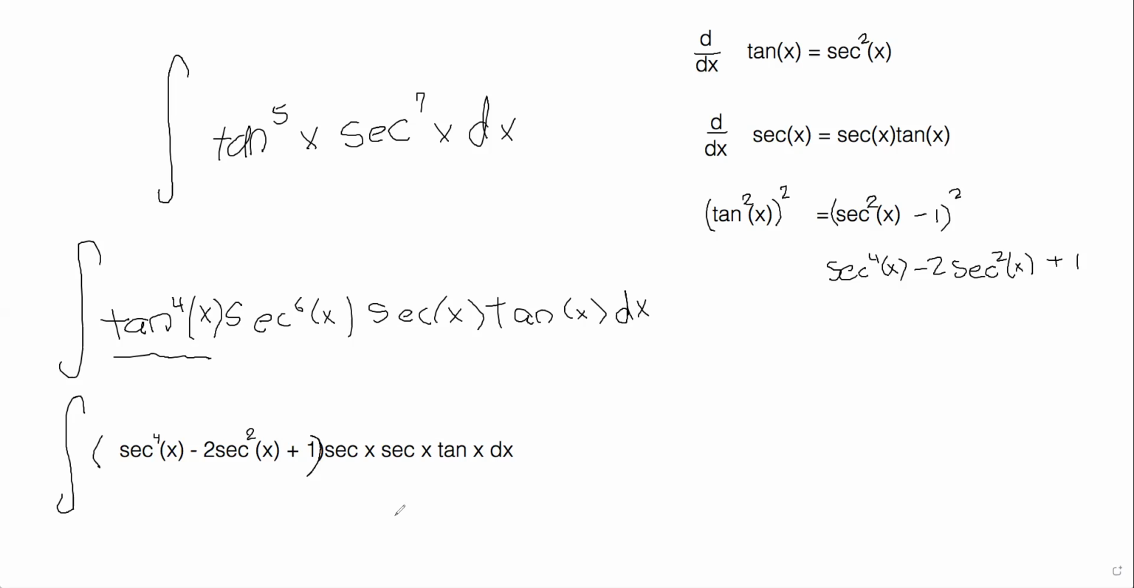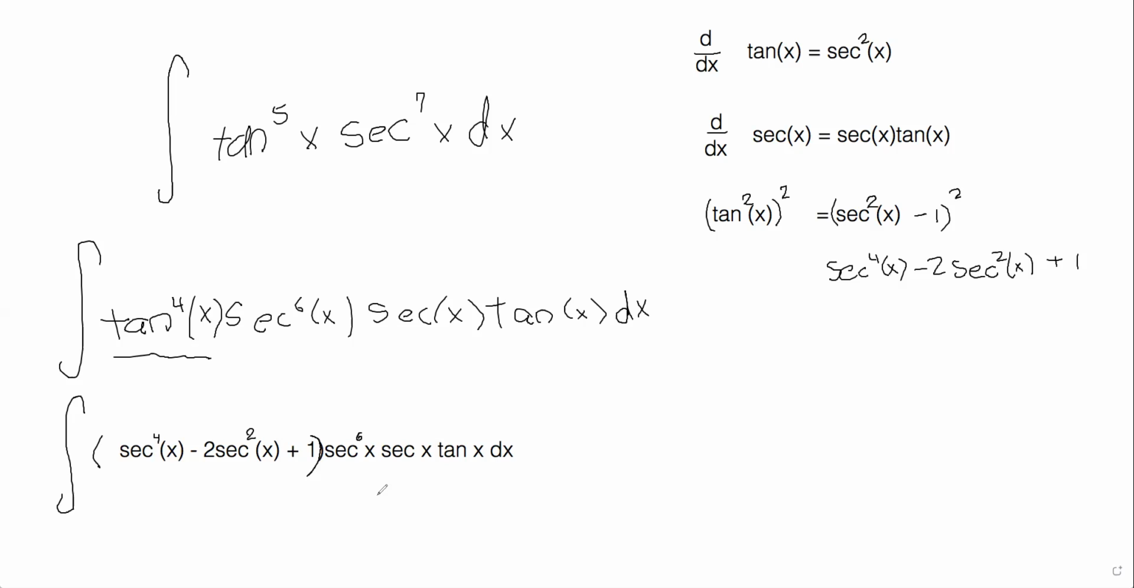So after that, I separated the integral into three smaller ones. The first one being the integral of secant 11x du, and then minus 2 integral of secant 9x du, and then plus the integral of secant 7x du. Then I replaced all the secant x's with u, so you have the integral of u to the 11 du minus 2 integral of u to the 9 du plus integral of u to the 7 du.